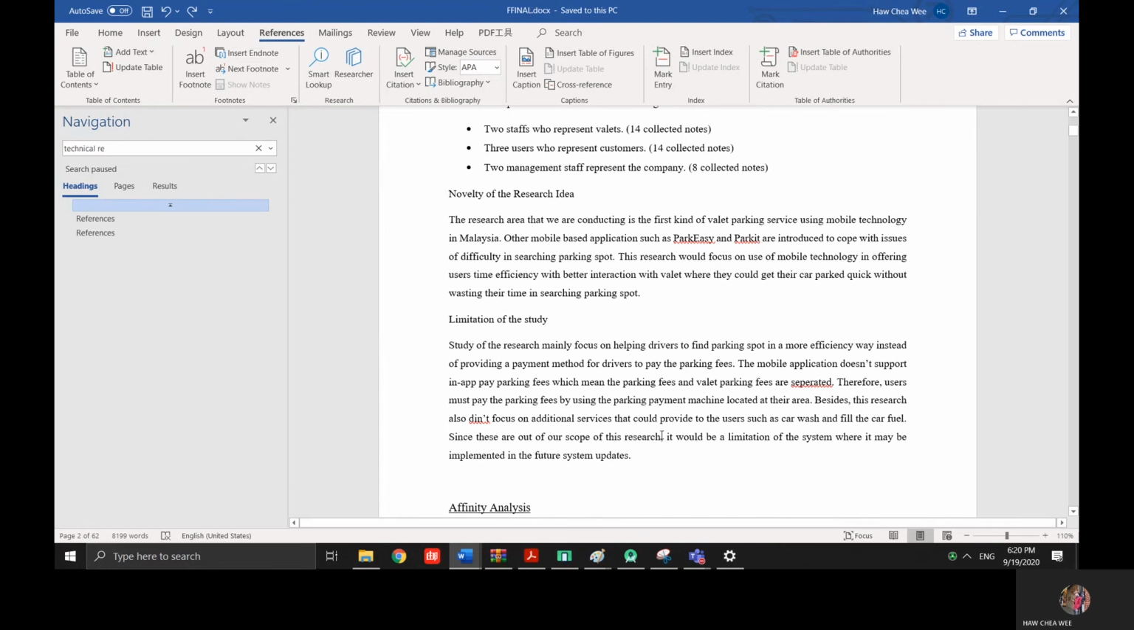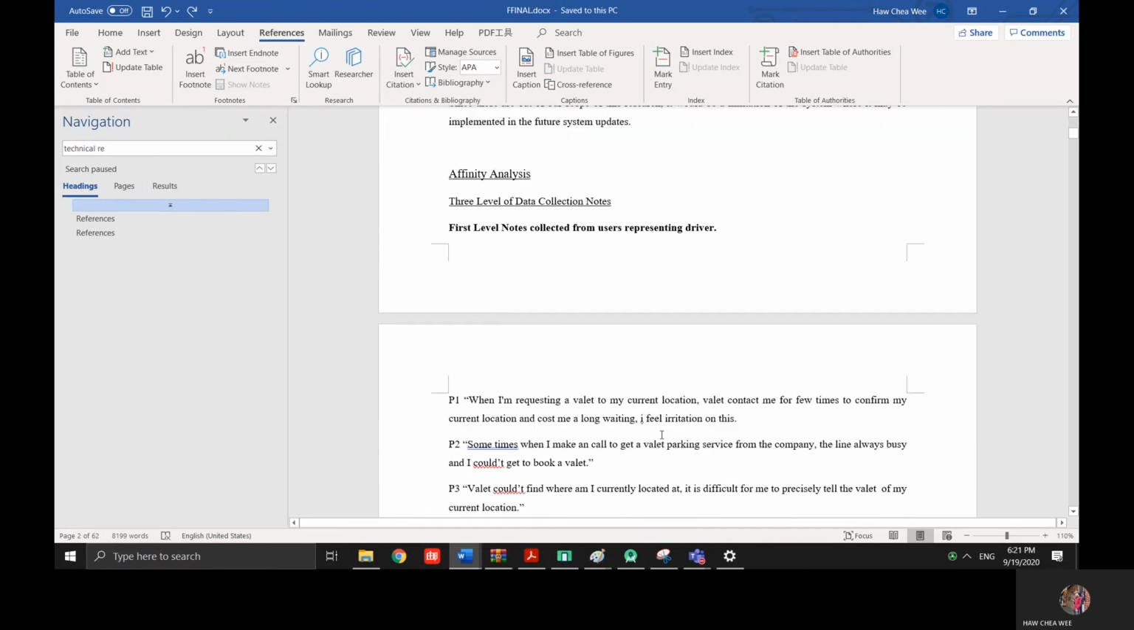The limitation of the study is that our research is focusing on helping drivers get their car parked instead of providing a really good payment method for them. In our current mobile application, they can only pay for the valet parking service fees, but they cannot pay for the parking fees. The parking fees they need to pay at the parking payment machine which is located in the area. So they have to separate the payment. One is to pay the parking payment, and the other is to pay the valet parking fees.